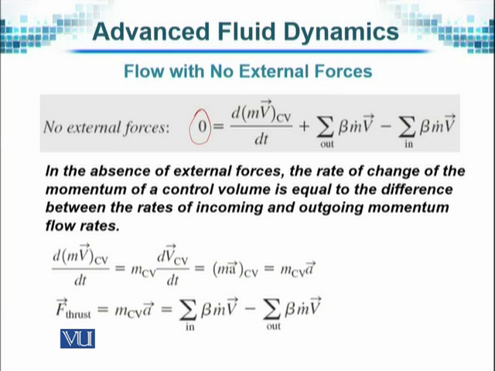And from internal flow, as you know, on the right hand side we have the forces on the control volume, that is the rate of change of the momentum on the control volume, and then these beta terms with correction factor at inlet and outlet, both of them as they should be. In the absence of external forces, the rate of change of momentum is equal to the difference between the rates of incoming and outgoing momentum flow rates.